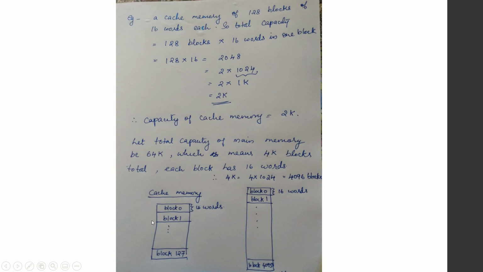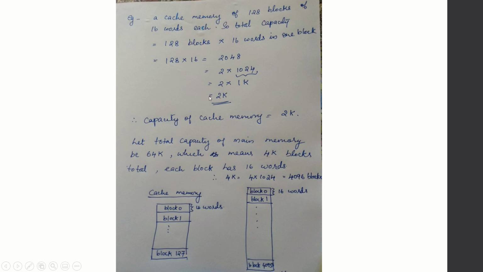If you want to know the total capacity of the cache memory, how can you calculate it in this example? 128 blocks are there in total. Each block is of size 16 words. So I am multiplying 128 into 16. If you multiply those two values, you will get 2048. We can write 2048 as 2 into 1024. We know that 1024 is the same as 1 kilobyte. So we will get 2 kilobyte. So that is the capacity of the cache memory.